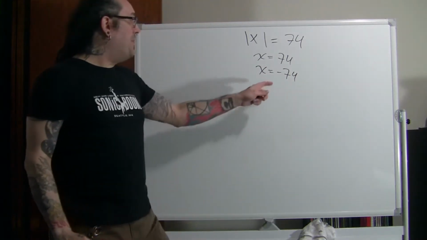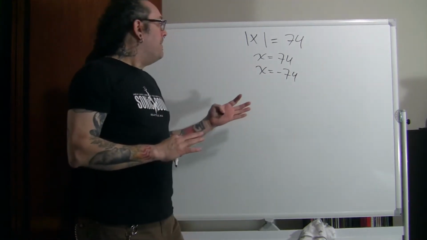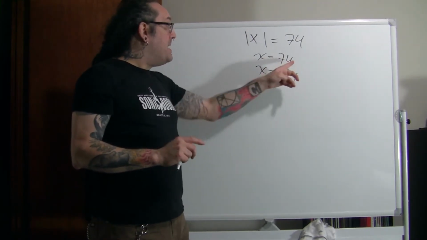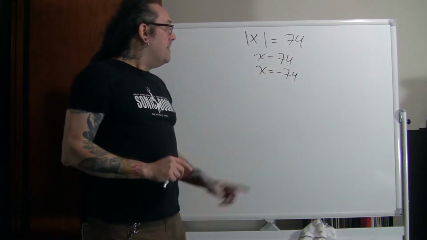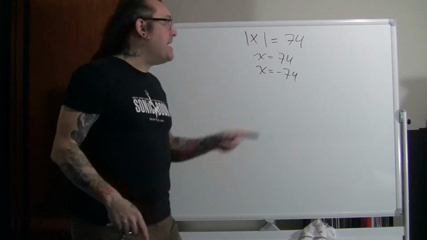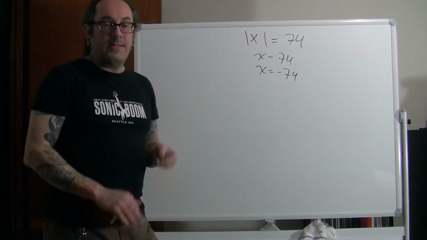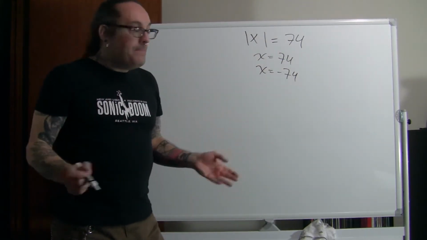Because if I think backwards, which is usually what most algebra is about, I can check my answers by putting positive 74 in here, and certainly I'm going to get 74. Then I can also put negative 74 in here, and what do I do? I drop the sign, and I get 74. That's totally fine, pretty easy.